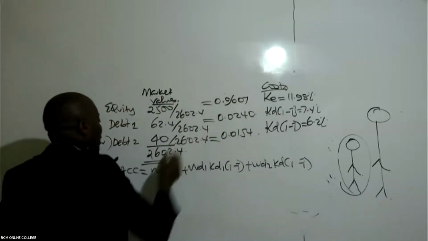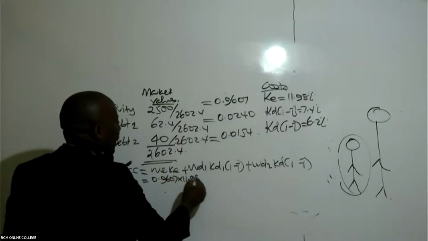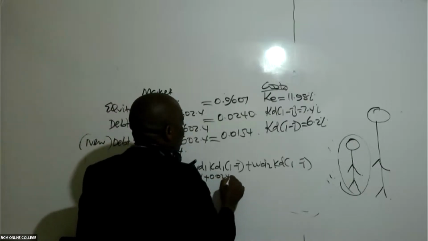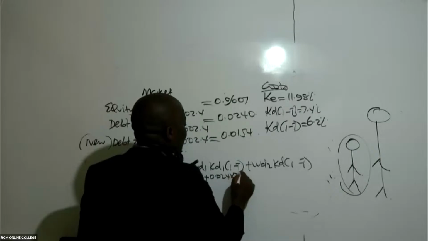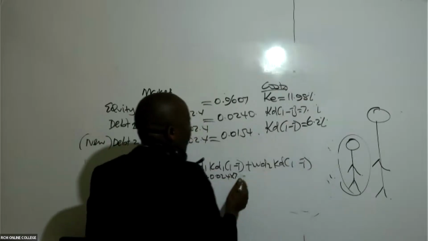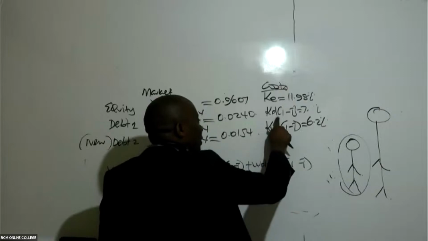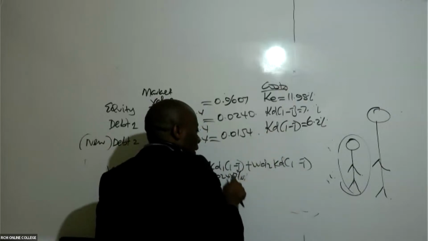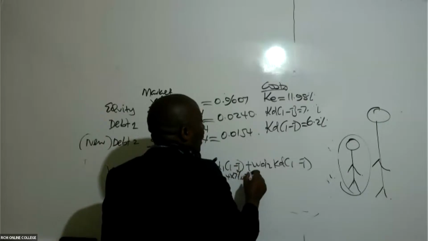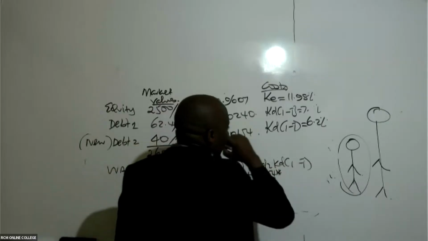So our weights are here. We have 0.9607 times cost of equity 11.98. Weight of debt 1 is 0.024 times 7%. And remember, this is after tax. Don't adjust this figure for tax again. So plus weight 2, which is 0.0154 into KD.